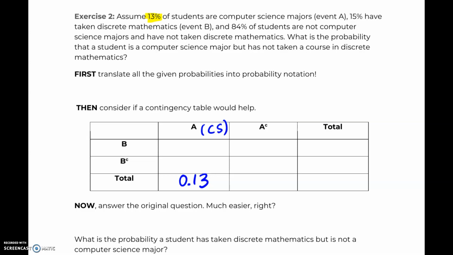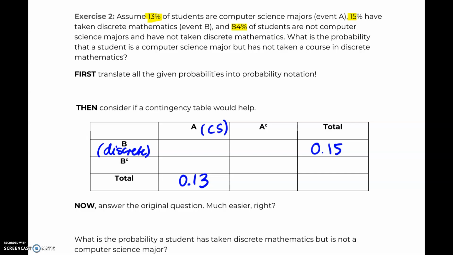15% have taken discrete math, and that's event B. So we'll call it discrete. And 15% is going to be the total for that distribution over here. And then we have 84% of students are not computer science majors and have not taken discrete math.